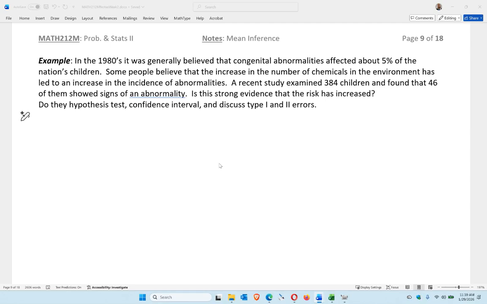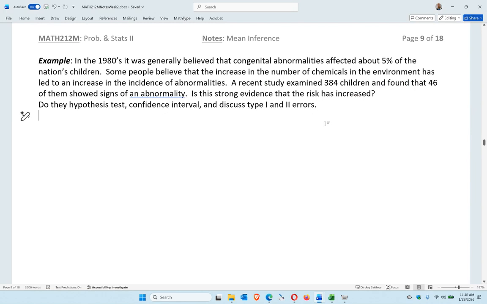Part 2. In the 80s, it was generally believed that congenital abnormalities affect about 5% of the nation's children. Some people believe the increase in the number of chemicals in the environment has led to an increase. A recent study examined 384 children and found that 46 of them showed signs of abnormalities. That's our sample. Is this strong evidence that the risk has increased? Do a hypothesis test, confidence interval, and then discuss type 1 and type 2 errors.